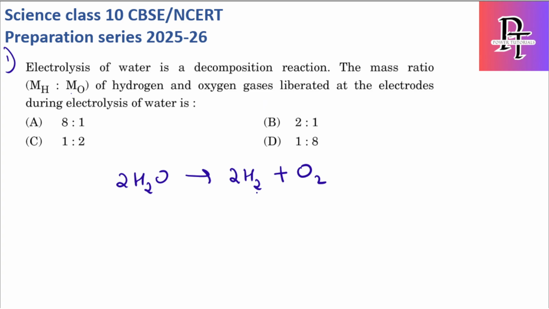So what about hydrogen here? 2 hydrogen molecules, so it should be 2, and oxygen is 16, so 2 to 16. So this should be 1:8, which is D. They are not asking how many molecules are formed, they are simply asking the mass ratio of hydrogen and oxygen. Okay, let's move to the next one.